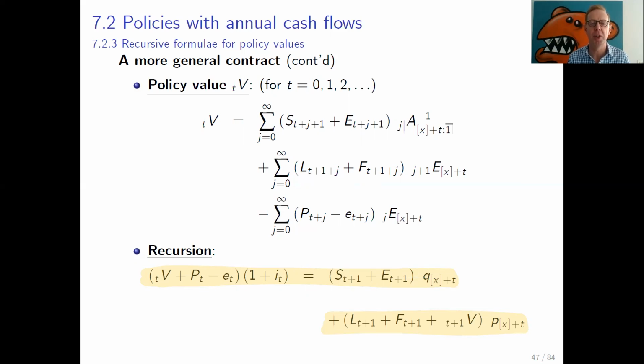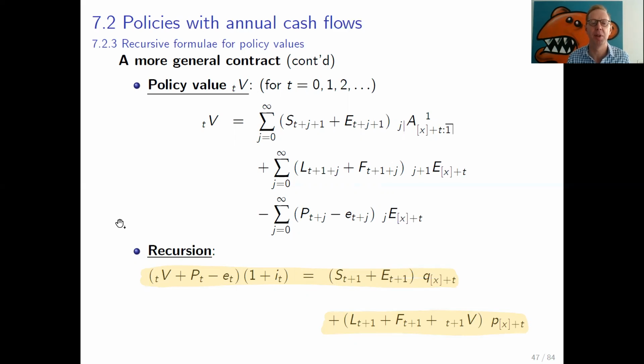Then you can prove that the following recursion holds, and this recursion follows from this general expression for Vt. You can prove again that seen from time t, for each policy in force at time t, at time t plus 1 there has to be an equality between the assets that will be available and the assets that will be required.